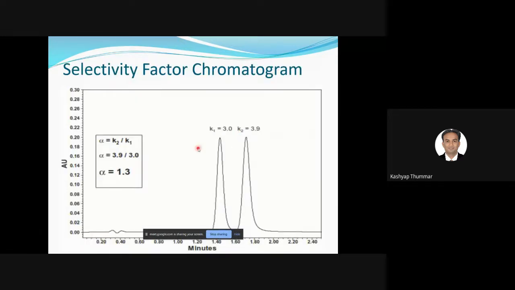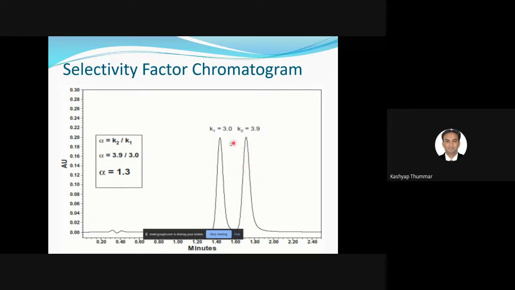Now let us go by an example. Dear students, if you don't get an understanding from the definitions, go through these pictures and I will explain them. If the sample mixture has two components and two peaks, one peak is at 1.40 and another peak is at 1.67 in this figure.